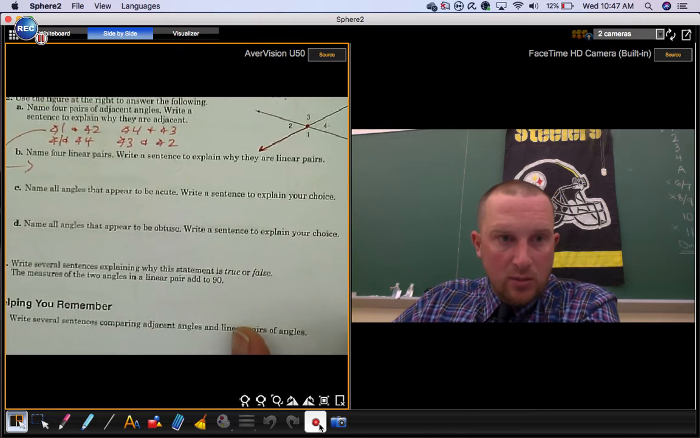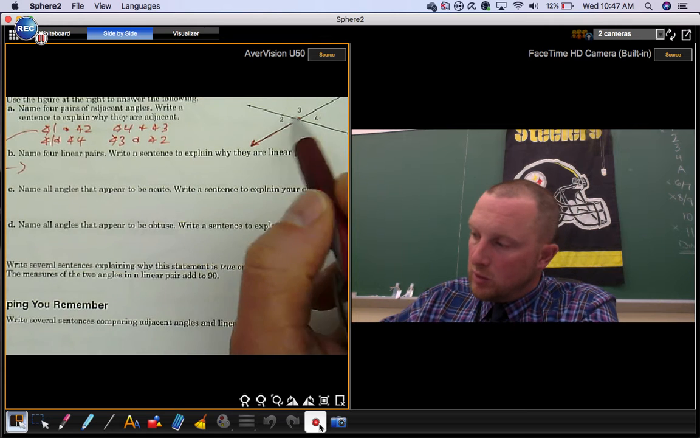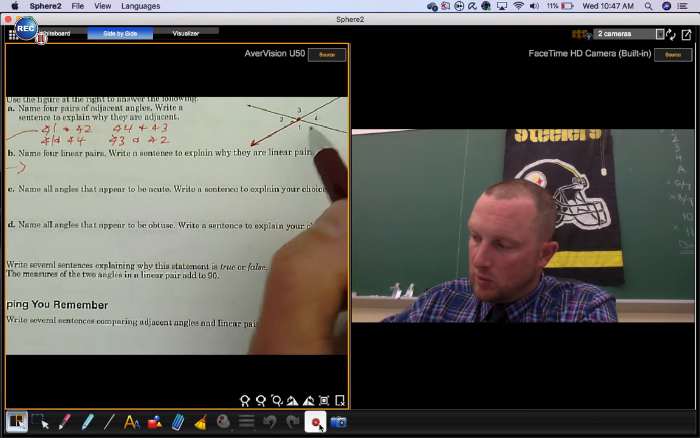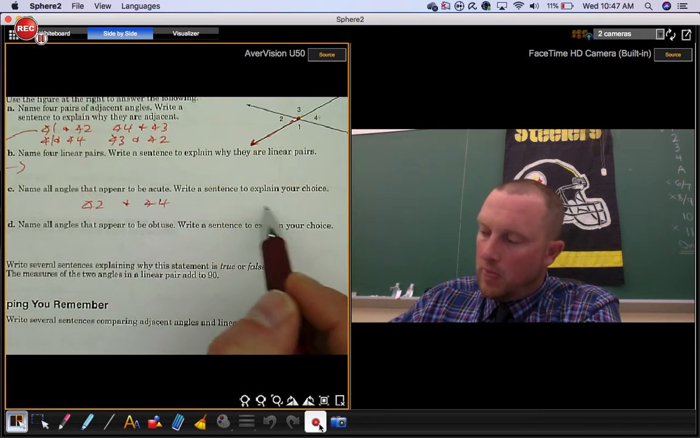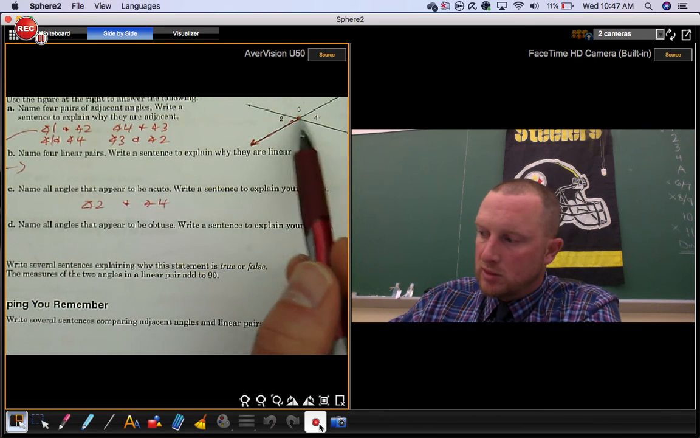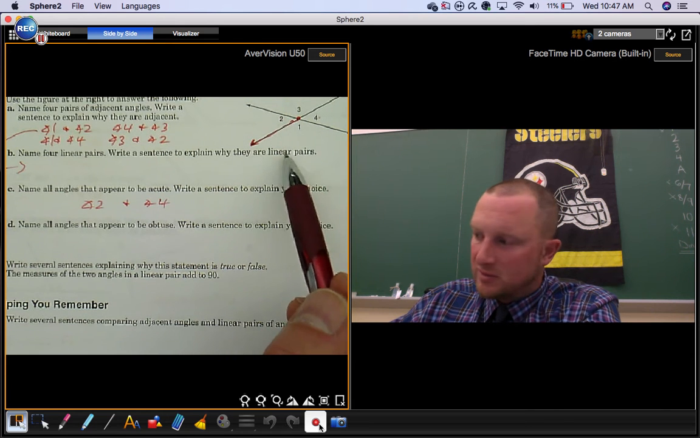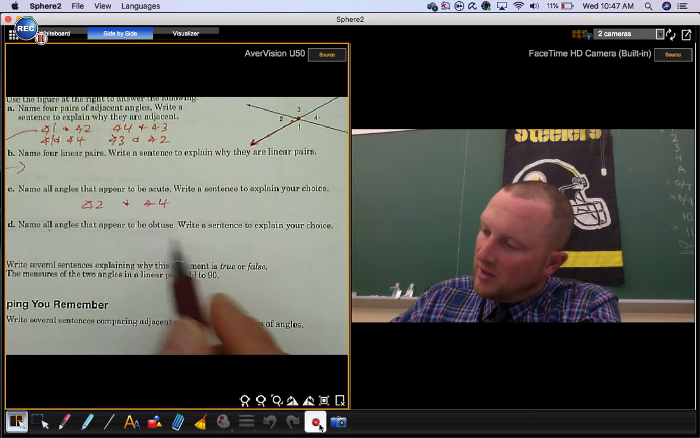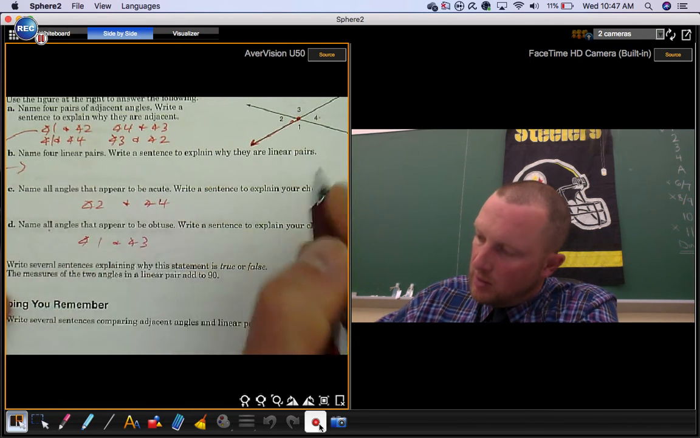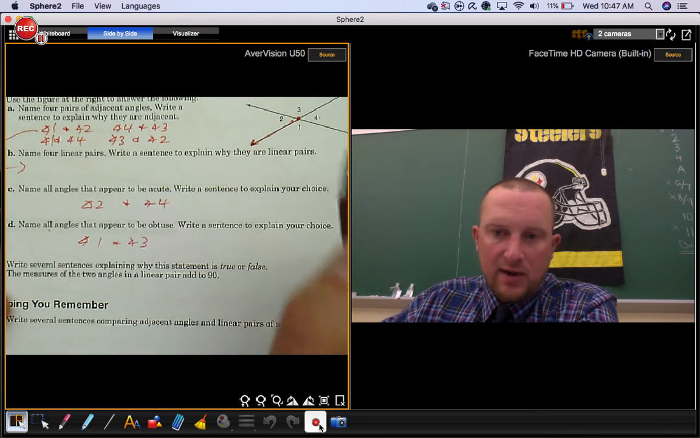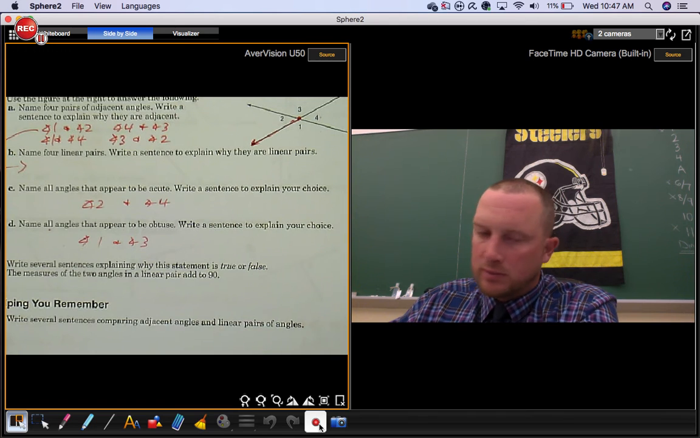Part C. Name all angles that appear to be acute. Well, the acute ones are going to be the smaller, skinnier ones, like angle 2 and angle 4. Explain your choice. They're smaller. They would fit inside a right angle. That's why they're acute. Name all angles that appear to be obtuse. It would be angle 1 and angle 3. Those are bigger, wider, fatter angles. That's what obtuse angles look like.